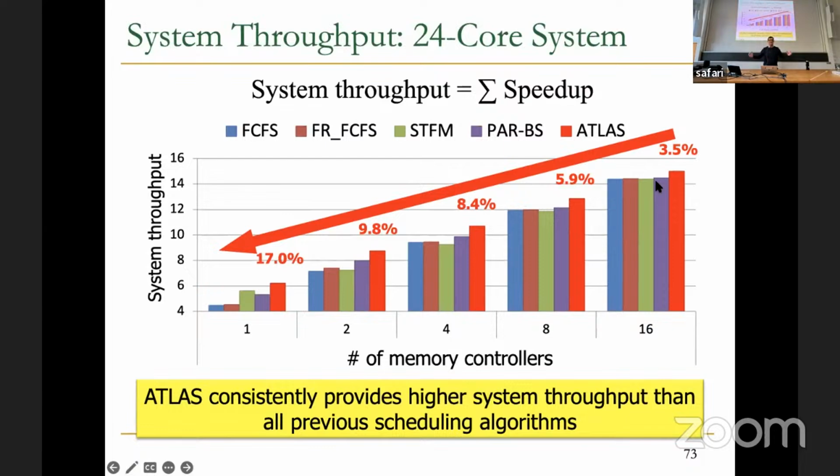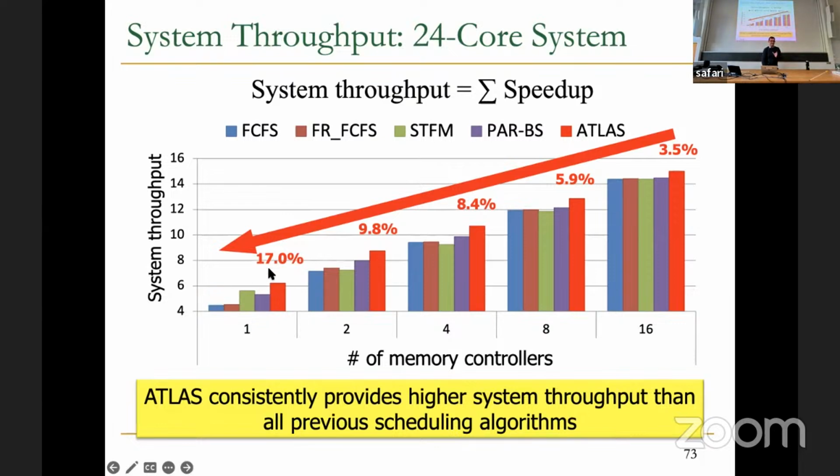This is kind of expected, right? If memory bandwidth is not that big of a problem, a lot of the memory controllers start performing similarly. If memory bandwidth is a big problem, such that the memory bandwidth is very low, then there's huge differences between memory controllers or memory scheduling policies.